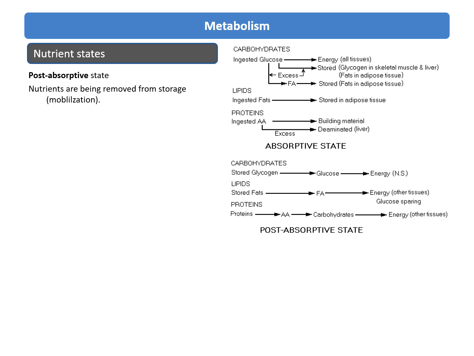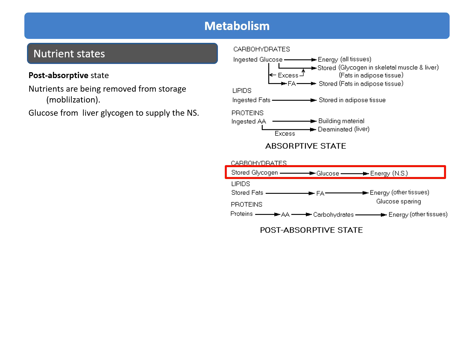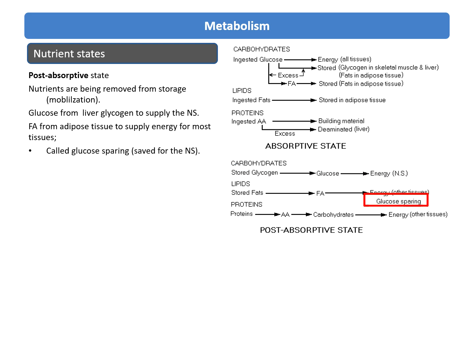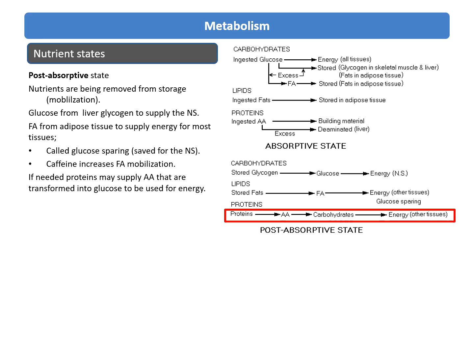What about the post-absorptive state? In this state, nutrients are being removed from storage. Remember, we call that mobilization. Glucose is removed from liver glycogen to supply the nervous system. Fatty acids from adipose tissue supply energy for most of the body's tissues. This is called glucose sparing because glucose is being spared or saved for the nervous system. Caffeine, by the way, increases fatty acid mobilization.